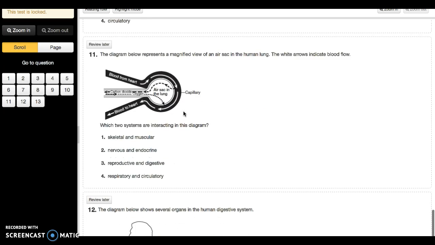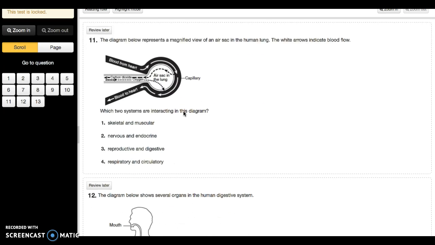Okay, the diagram below shows a magnified view of an air sac in the human lung. The white arrows indicate blood flow. So these are the white arrows here, they're indicating the blood flow. Which 2 systems are interacting in this diagram? So you have blood from the heart, carbon dioxide, oxygen, air sac. Okay, if you chose number 4, then you're correct. The respiratory, breathing, and the circulatory are interacting.